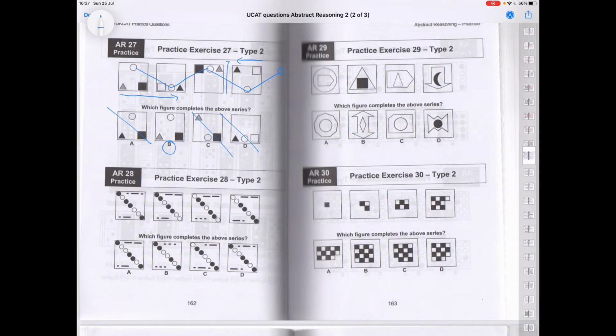Let's look at practice exercise 28, and your 30 seconds start now.